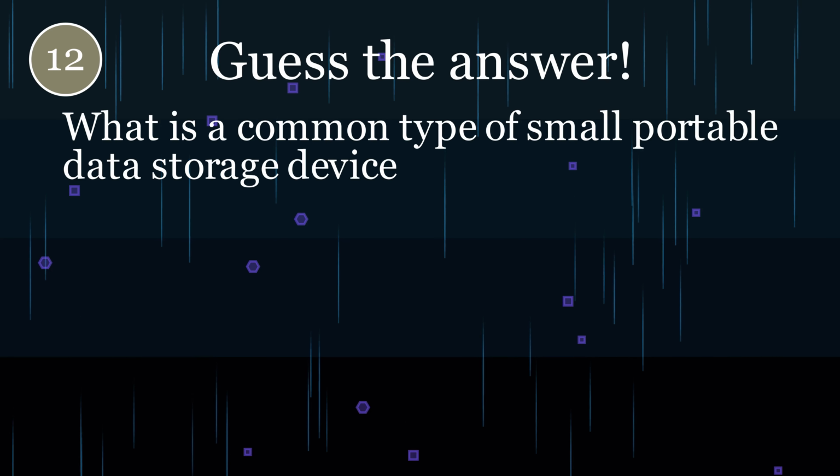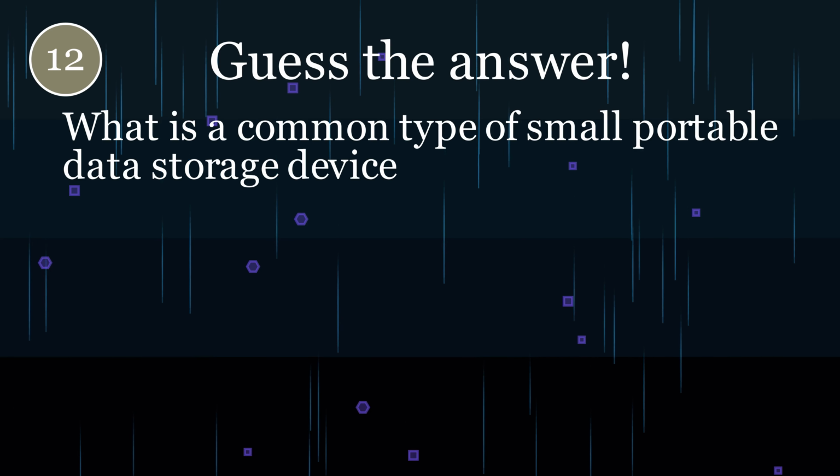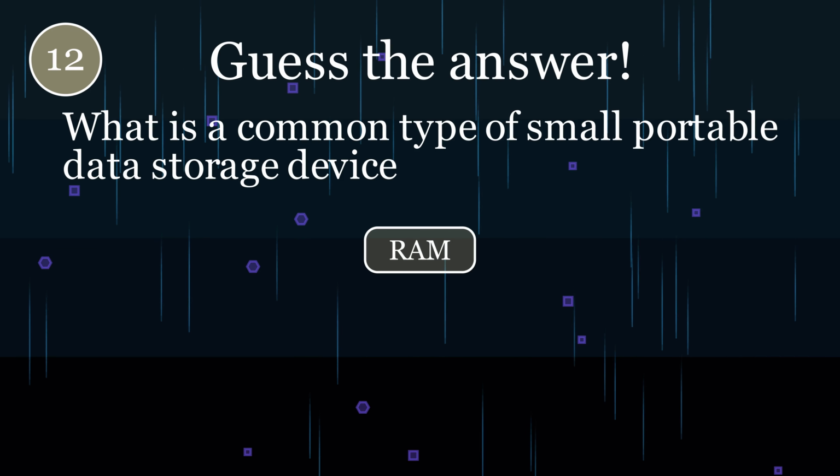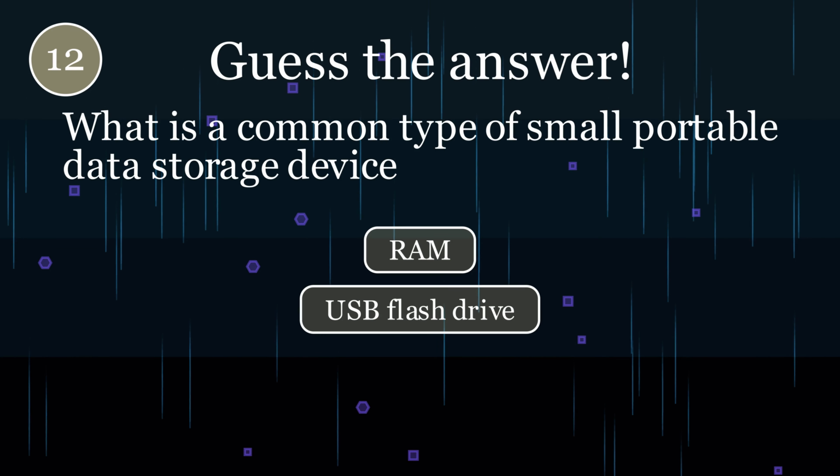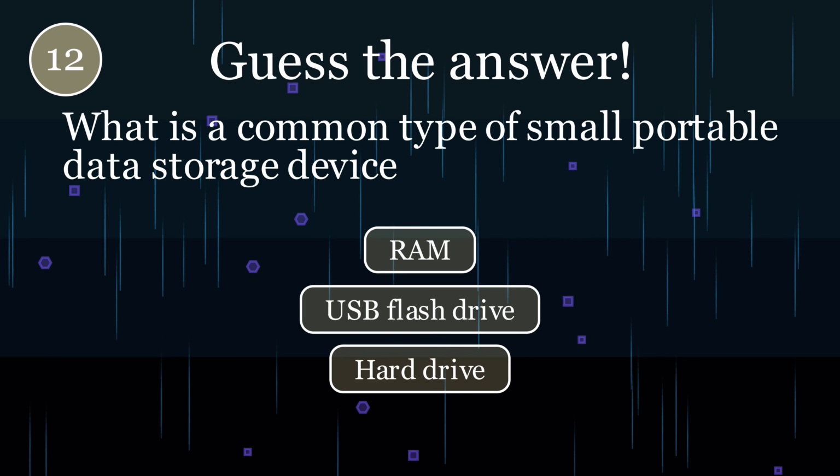What is a common type of small portable data storage device? RAM. USB flash drive. Hard drive.